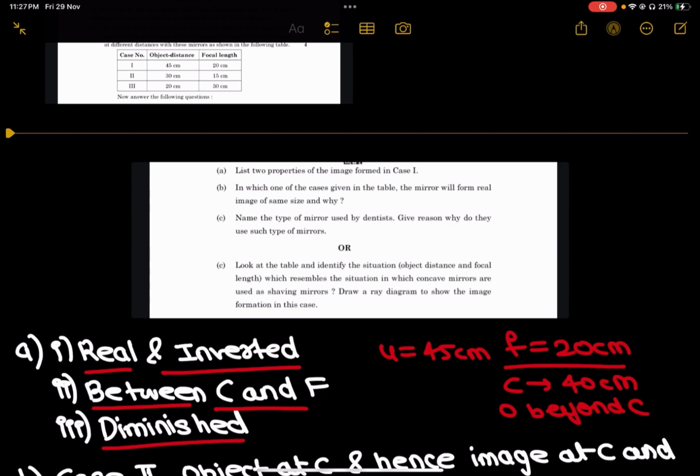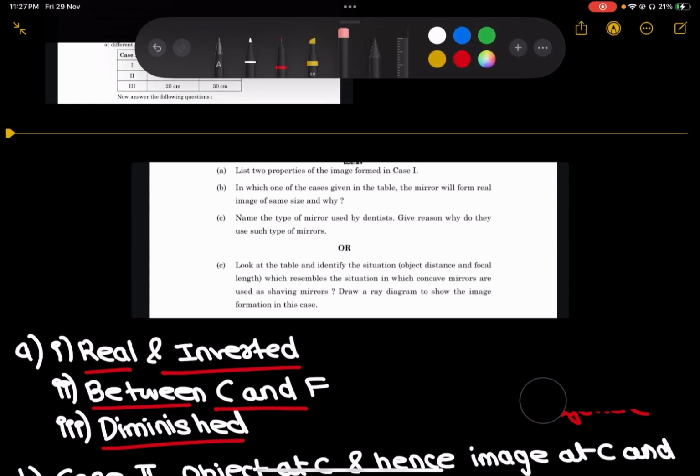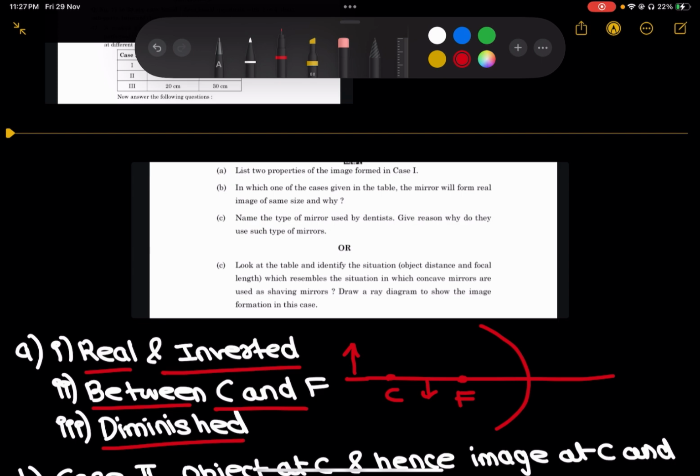The ray diagram I'll show you in rough here, so you'll get an idea. The ray diagram will be somewhat like this. If this is your focus, this is your center of curvature, object, and your image will be formed here. If you remember the ray diagrams, then you'll understand this. This is the second ray diagram. So list two properties of the image formed in case 1. Out of these three, you can write any two: real and inverted, between C and F, and diminished. This is basically position, size, and nature of the image.